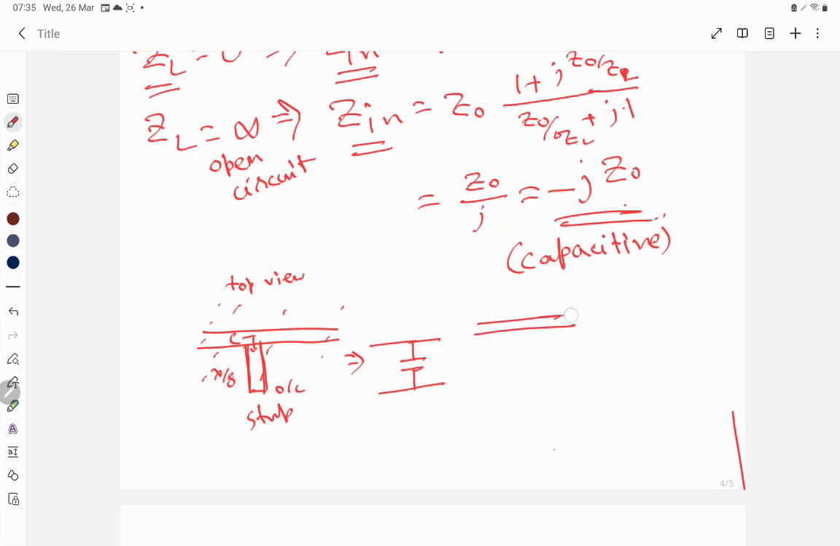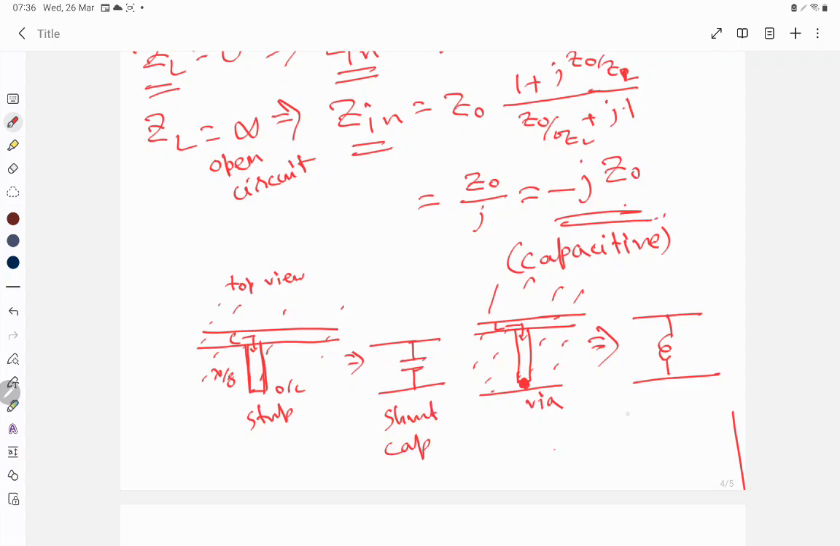Similarly, in the microstrip line, if we have a stub but at the end we have a short circuit utilizing a via to the bottom ground plane, there is a ground at the bottom, right? Then this will be seen here as an inductor. So the representation will be like this kind of inductor, a shunt inductor. So here we can make both a shunt capacitor and a shunt inductor.